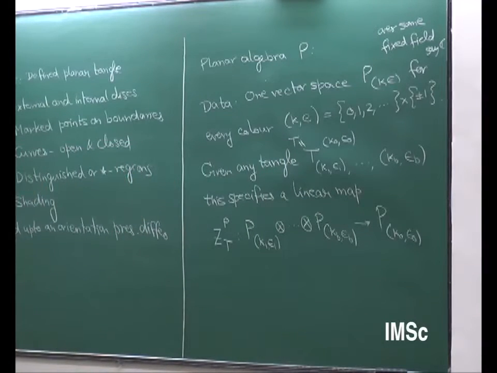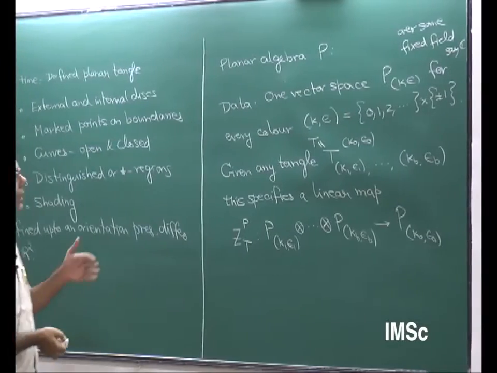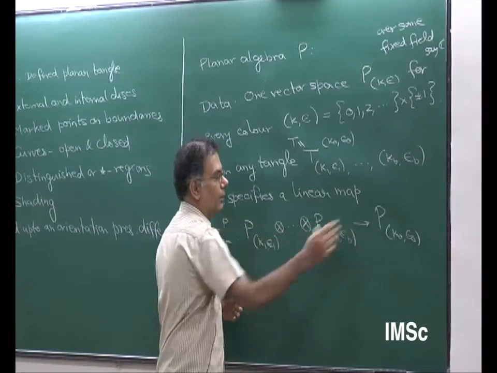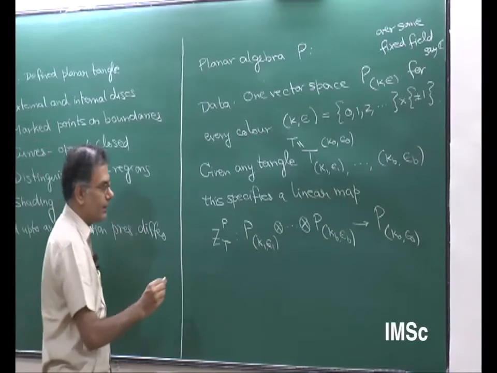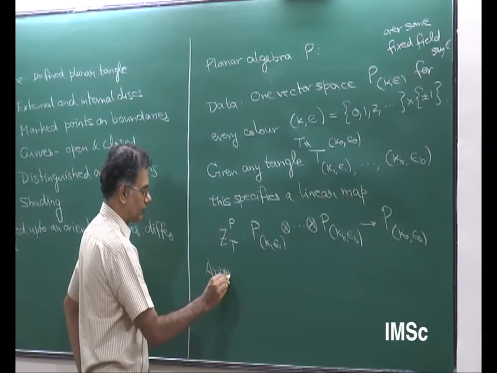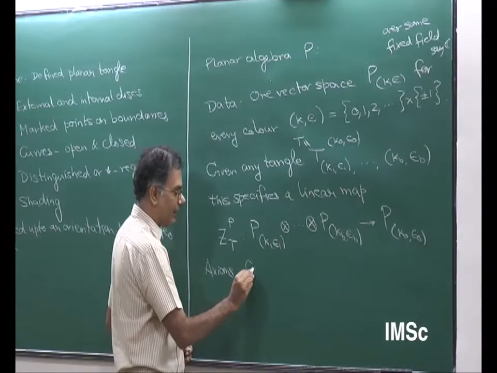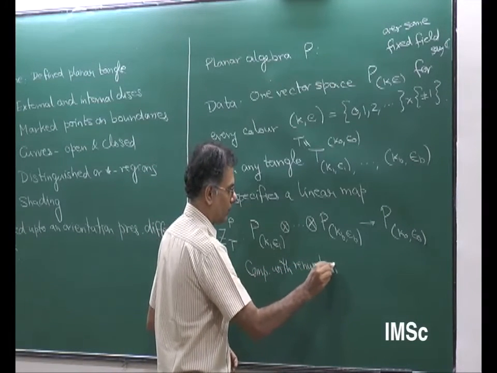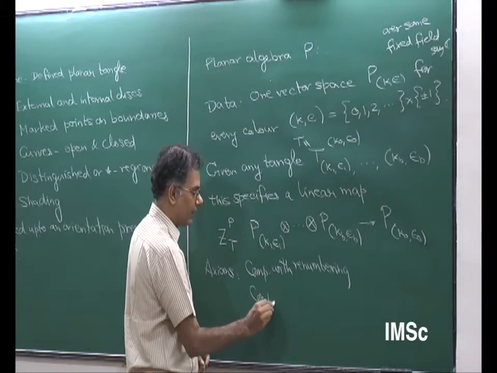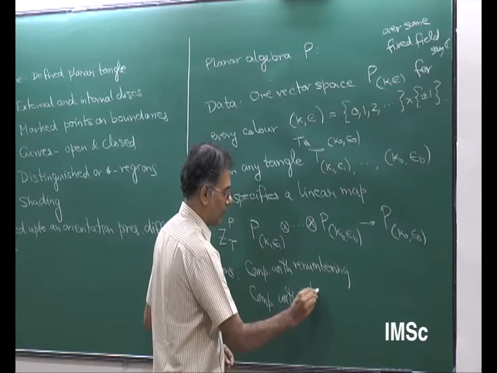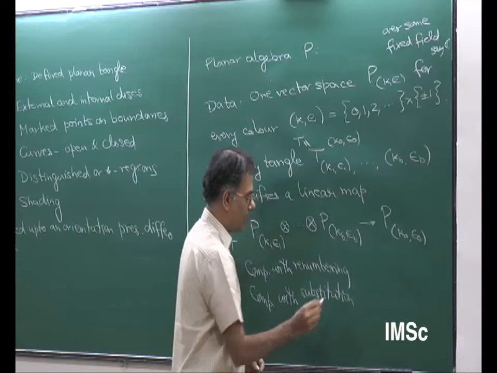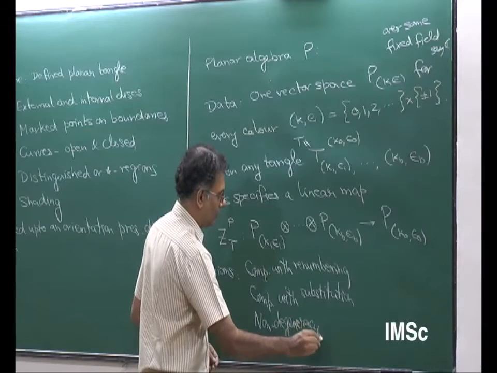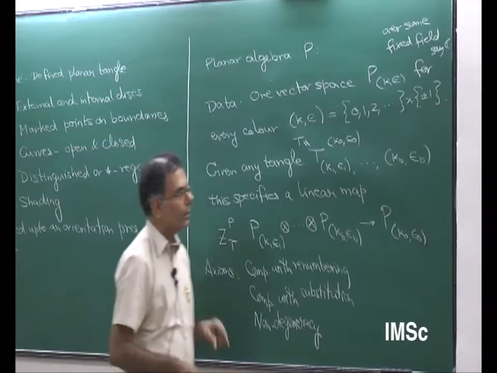That's it. That's the data of a planar algebra. For every tangle you have a map, and for every color you have a vector space, and if a tangle is of this kind, then the map goes from this tensor product of these vector spaces to that. So that's the data. And then there are the axioms. So there are 3 axioms. So one is called compatibility with renumbering. Next is compatibility with substitution. And the third is the non-degeneracy axiom. So I'll explain each one of these in detail.